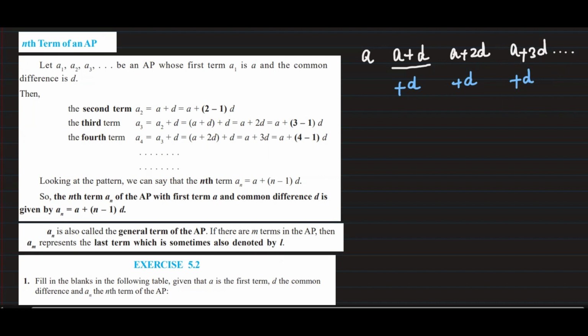Now, if you look at this, we can write it as: the first term is A, we cannot do anything, plus that is A plus D. That is basically A plus 2 minus 1 into D. So if you simplify, that will become A plus 1D, so basically A plus D.